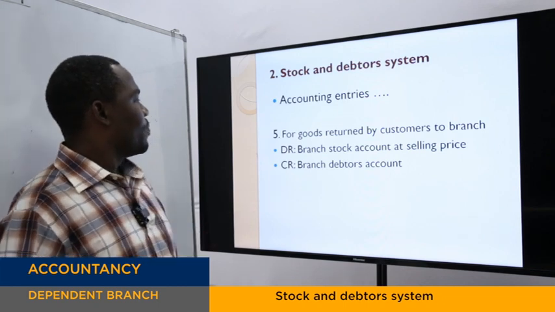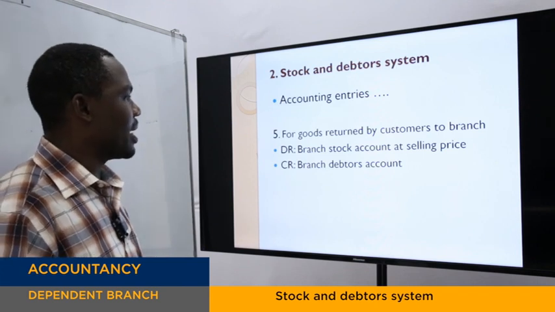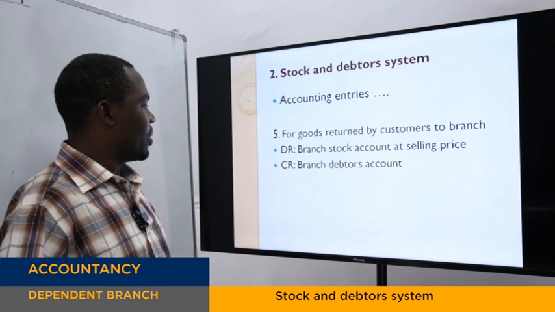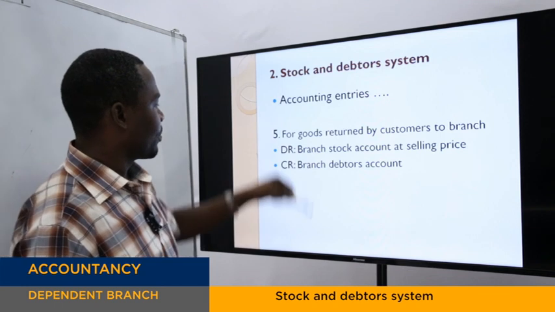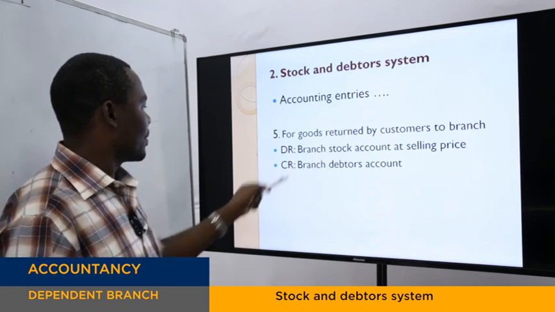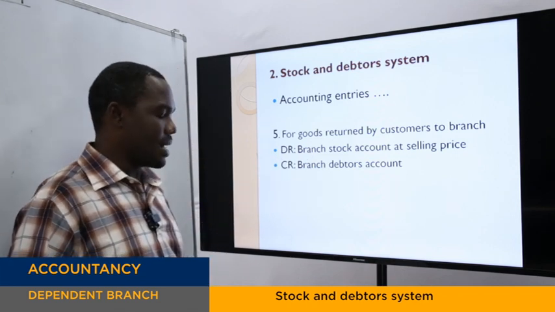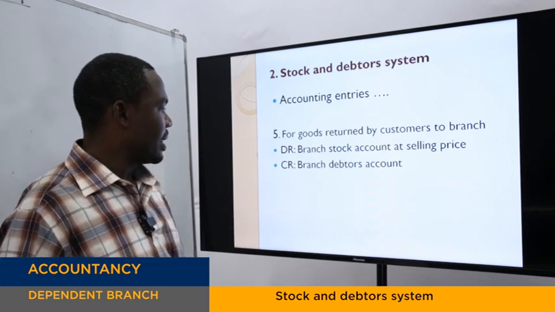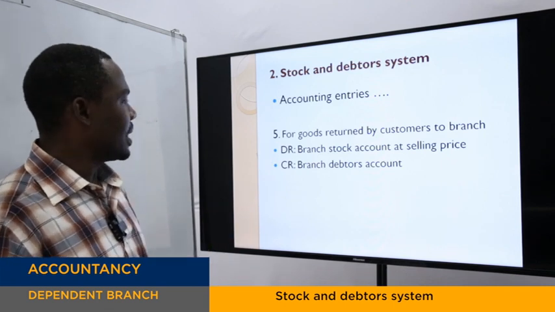What if goods are returned by customer to the branch? For goods returned by customer to the branch, we recognize the transaction by debiting branch stock account at selling price and crediting branch debtors account. So to recognize this, automatically you'll have adjusted that entry.